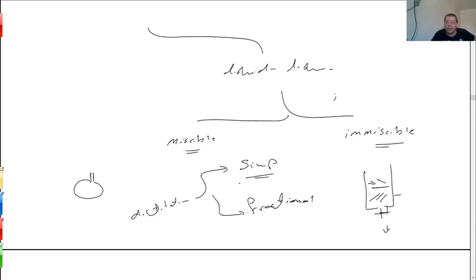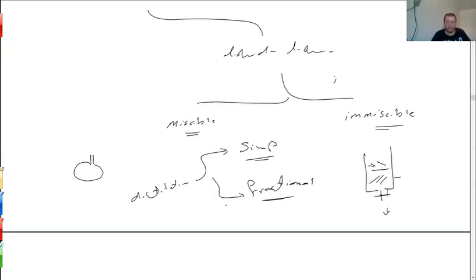Simple distillation, if you have only one solvent, will be formed. Fractional, if you have more than one solvent, or more than one liquid, will be produced.